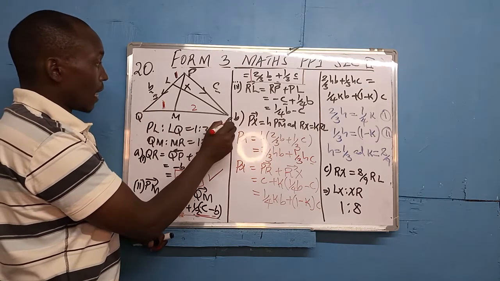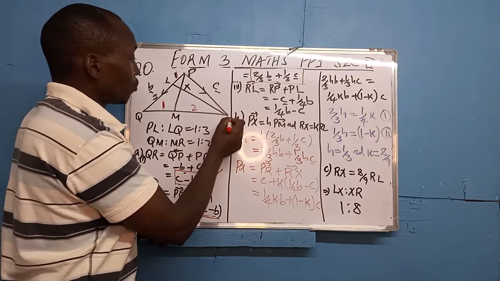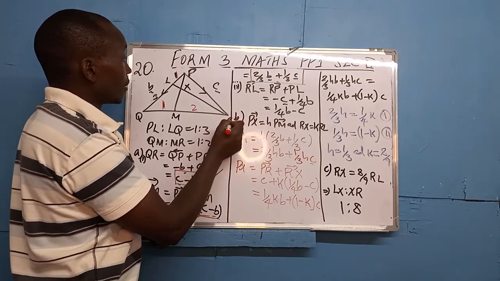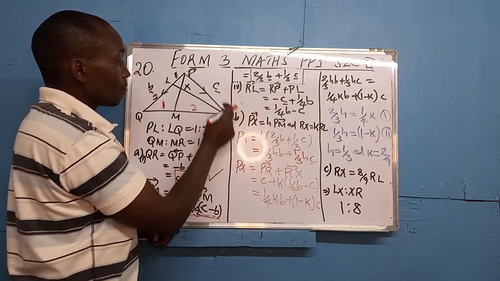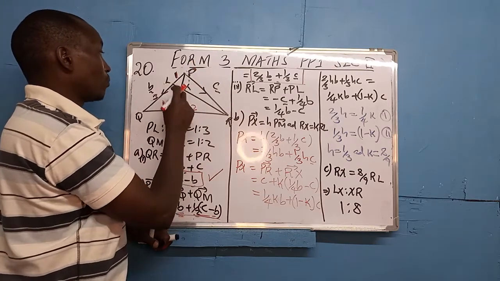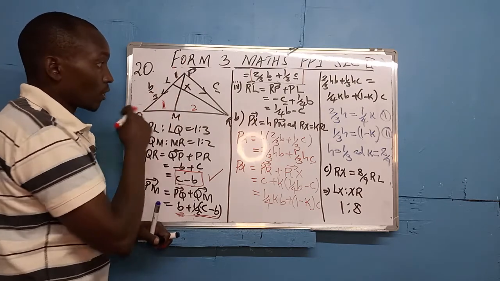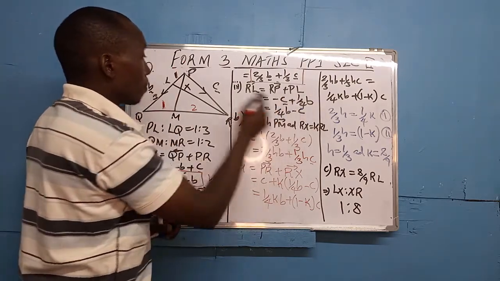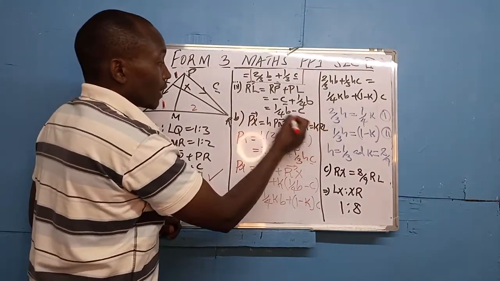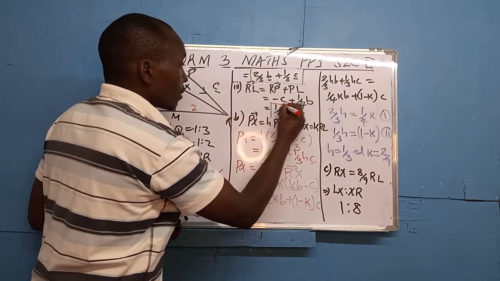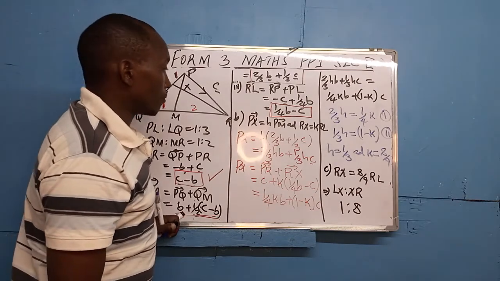Now we are going for vector RL. I can prefer to go vector RP, which is the opposite of PR, so you can see negative C there. Then vector PL, which I know is a quarter. If this is the ratio 1:3, then this is a quarter of the whole vector, a quarter of B. Remember I'm going as per the direction. Finally, if I rearrange this, I will get a quarter of B minus C. That is the vector RL.